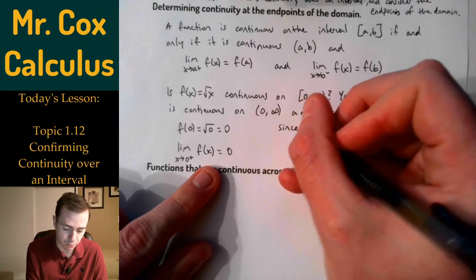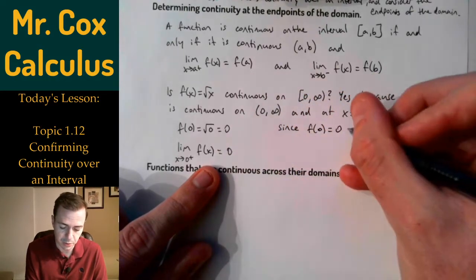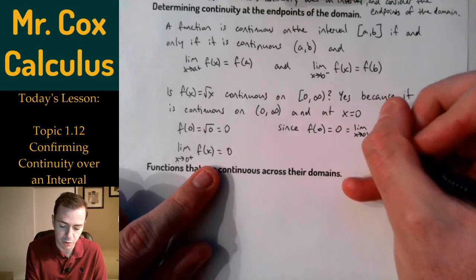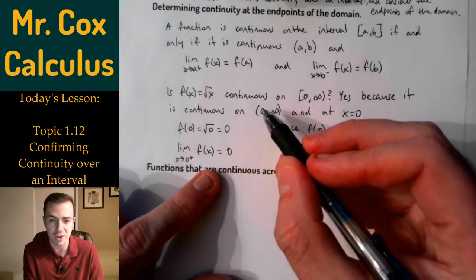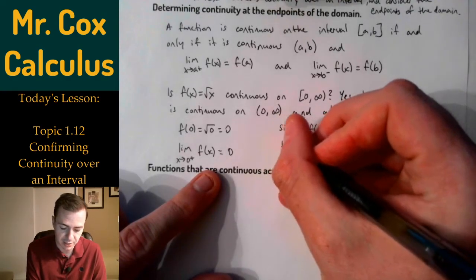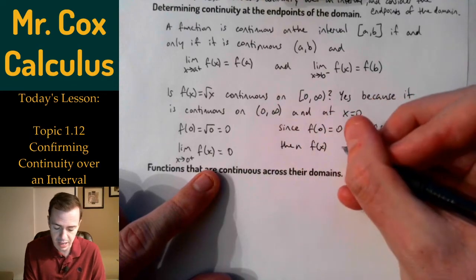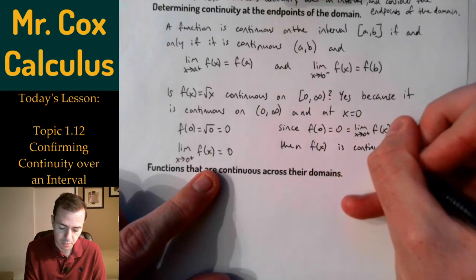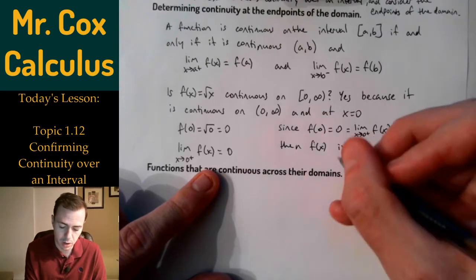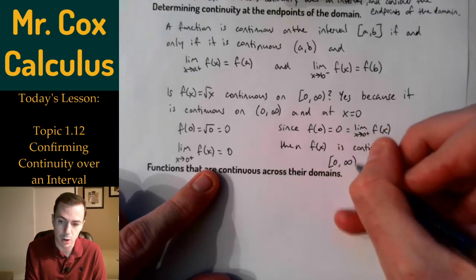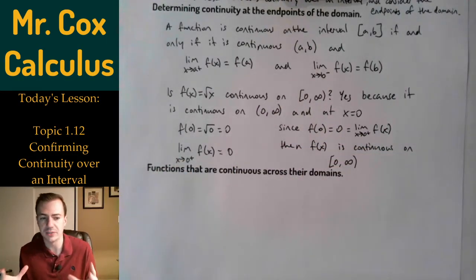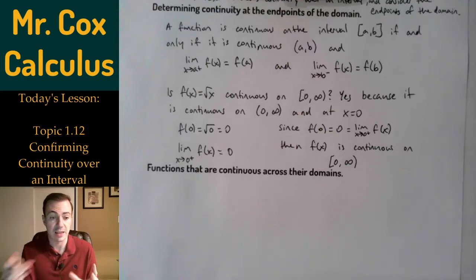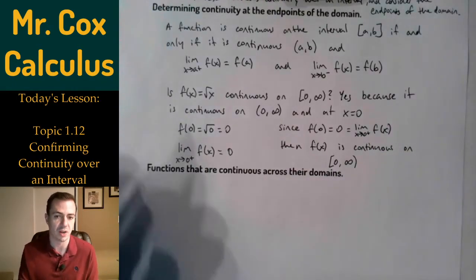Since f of 0 is equal to 0, which is equal to the limit as x approaches 0 from above of f of x, then because we have this statement right here, we can go ahead and close off this interval and say that f of x is continuous on the interval where we get to close off 0 and then head to infinity. So this idea here that when we look at the endpoints of a domain, we really only have to look at it from the one side where it's approaching that endpoint is what allows us to go ahead and close off that particular interval.